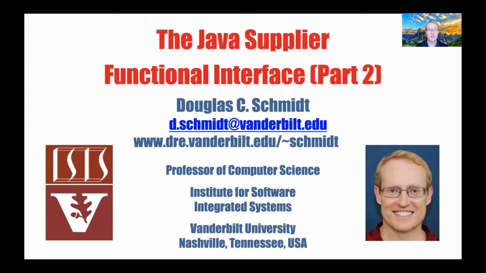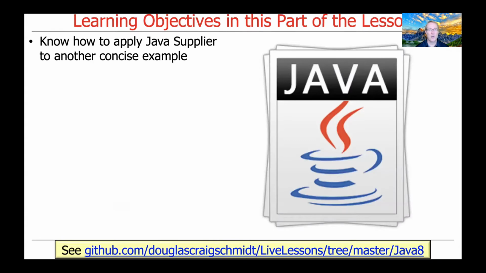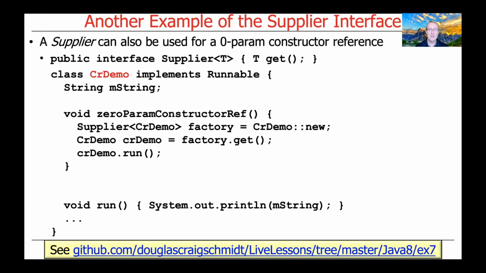Welcome to part 2 of our discussion on the Java Supplier functional interface. In this part of the lesson, we'll take a look at another concise example that you can get in open source form from my GitHub repository. This particular example is going to show how a supplier can be used for a zero-parameter constructor reference.